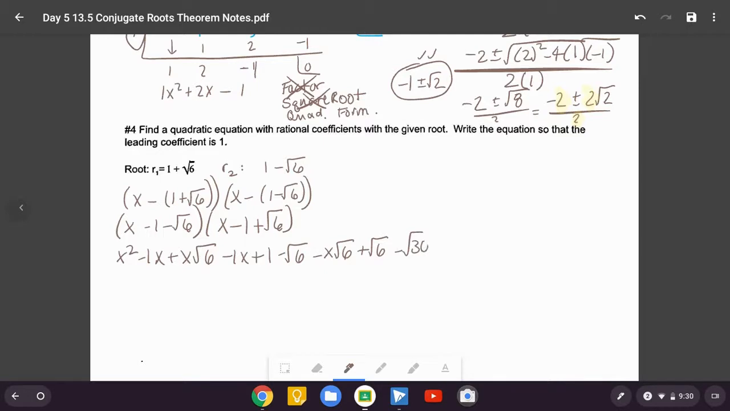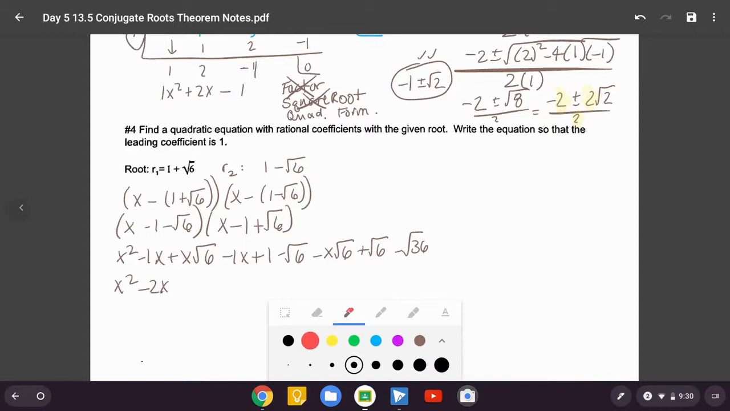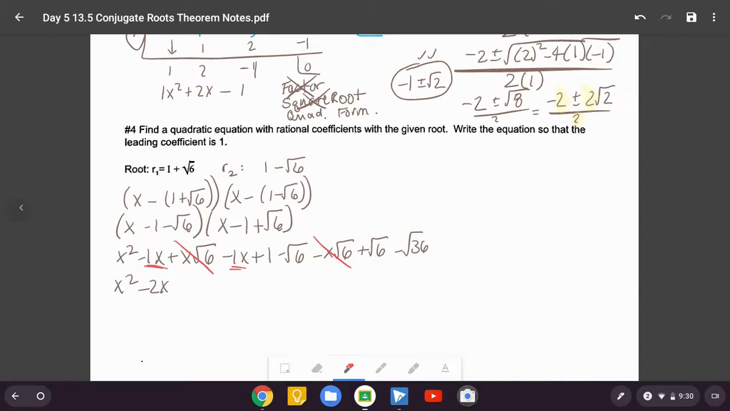minus root 36. All right, so that gives me x squared minus 2x. These add together. I have a positive x root 6 and a negative x root 6 that cancels, a negative root 6 and a positive root 6 that cancels, and I have 1 minus 6, which is negative 5. All right, so it just said to write a quadratic equation, so I could put y equals x squared minus 2x minus 5. If we want to use function notation, let's do f of x equals x squared minus 2x minus 5.